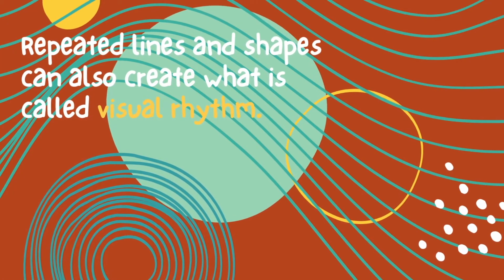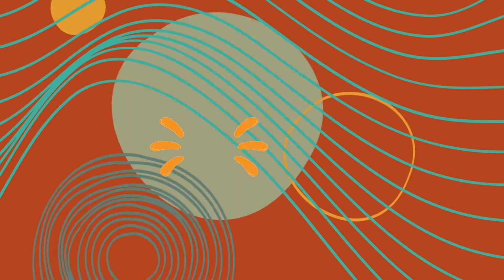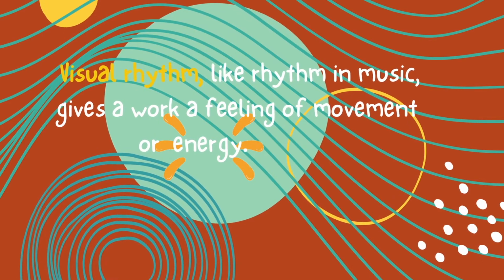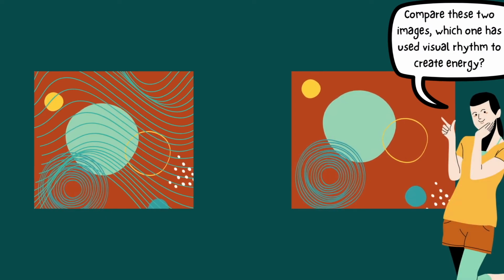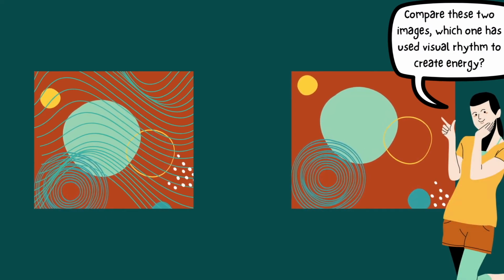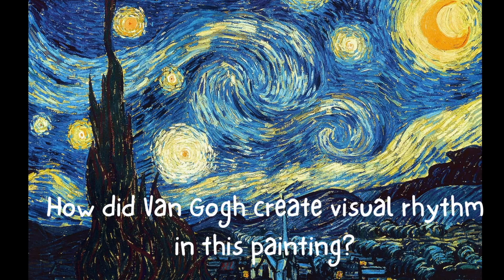Repeated lines and shapes can also create what is called visual rhythm. Visual rhythm, like rhythm in music, gives a work a feeling of movement or energy. Let's compare these two images. Which one has used visual rhythm to create energy? How did Van Gogh create visual rhythm in this painting? What kind of lines or shapes do you see again and again, and what kind of feeling does that give the work of art?